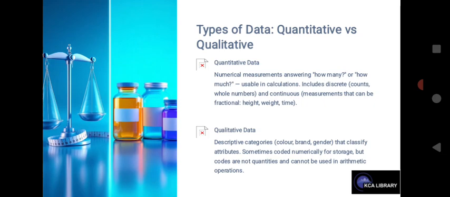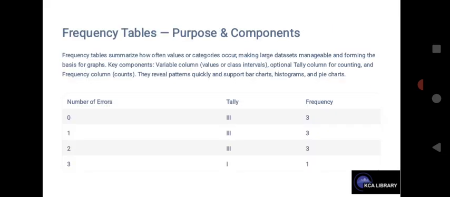Now qualitative data. This is a form of descriptive data. It emphasizes description of quality. It talks about color, brand, and gender, for instance, and it helps to classify attributes. Sometimes it is coded numerically for storage, but codes are not quantities and cannot be used in arithmetic operations.